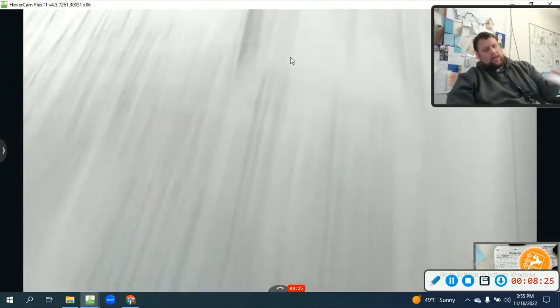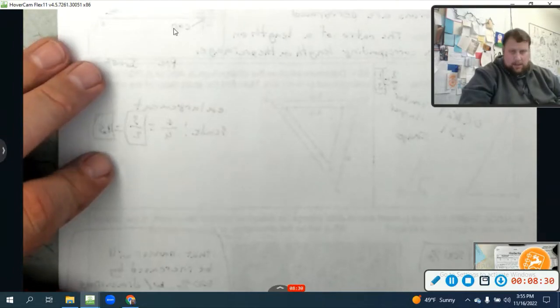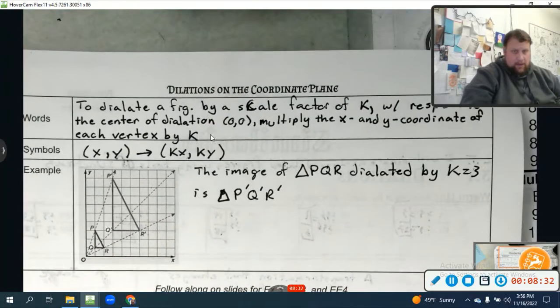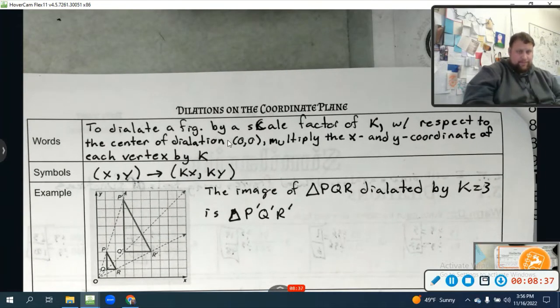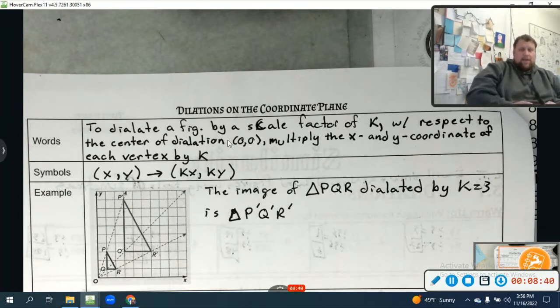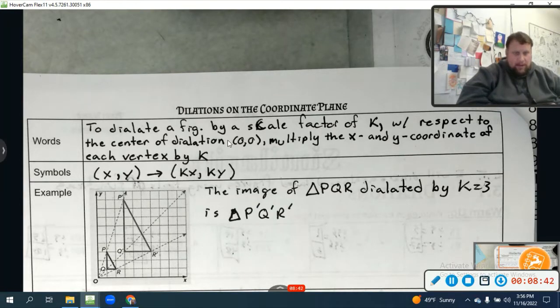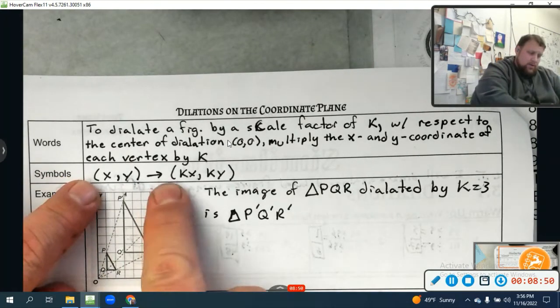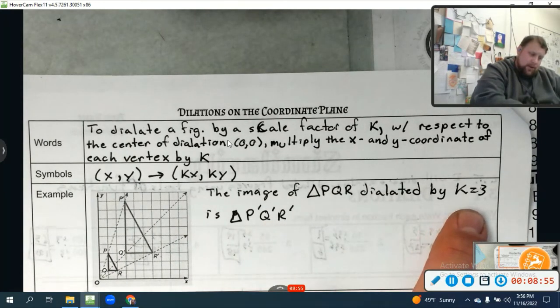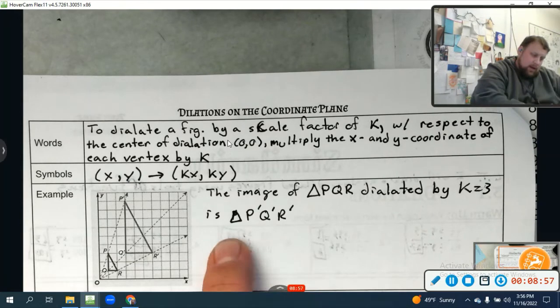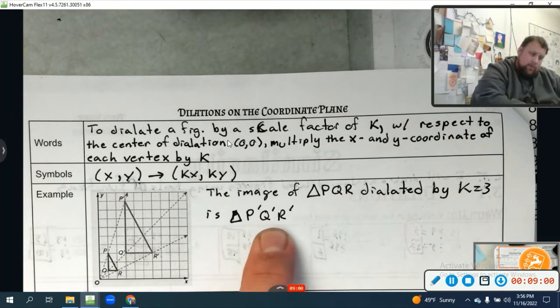Okay, and our last one today is just a little box to fill in about dimensions on the coordinate plane. So let's look at that. It says to dilate a figure by a scale factor of k with respect to the center of the dilation 0, 0, multiply the x and y coordinates of each vertex by k. So in other words, (x, y) goes to (kx, ky). The image of triangle PQR is dilated by k equals 3, which is mapped to triangle P prime, Q prime, R prime. Okay?